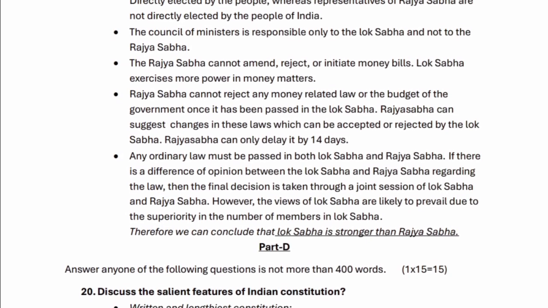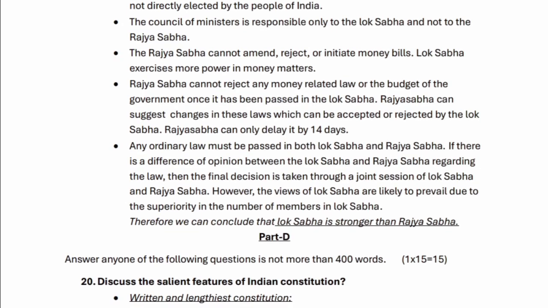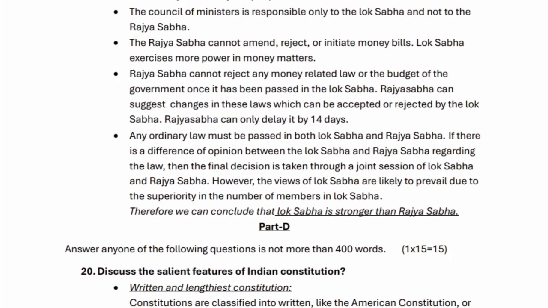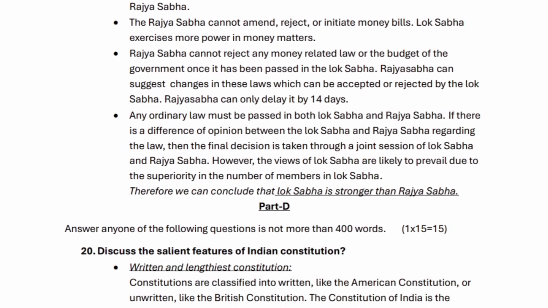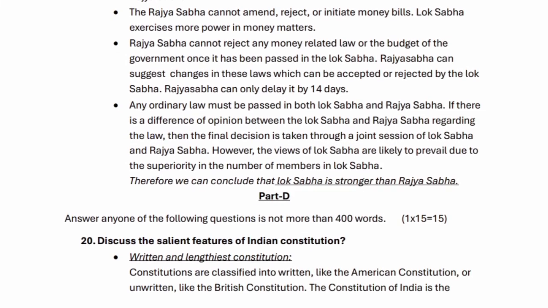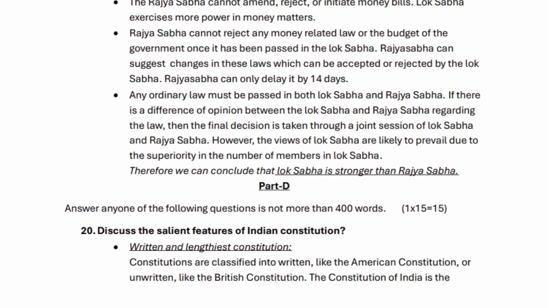Any ordinary law must be passed in both Lok Sabha and Rajya Sabha. If there is a difference of opinion between the Lok Sabha and Rajya Sabha regarding the law, then the final decision is taken through a joint session of Lok Sabha and Rajya Sabha. However, the views of Lok Sabha are likely to prevail due to the superiority in the number of members in Lok Sabha. Therefore, we can conclude that Lok Sabha is stronger than Rajya Sabha.